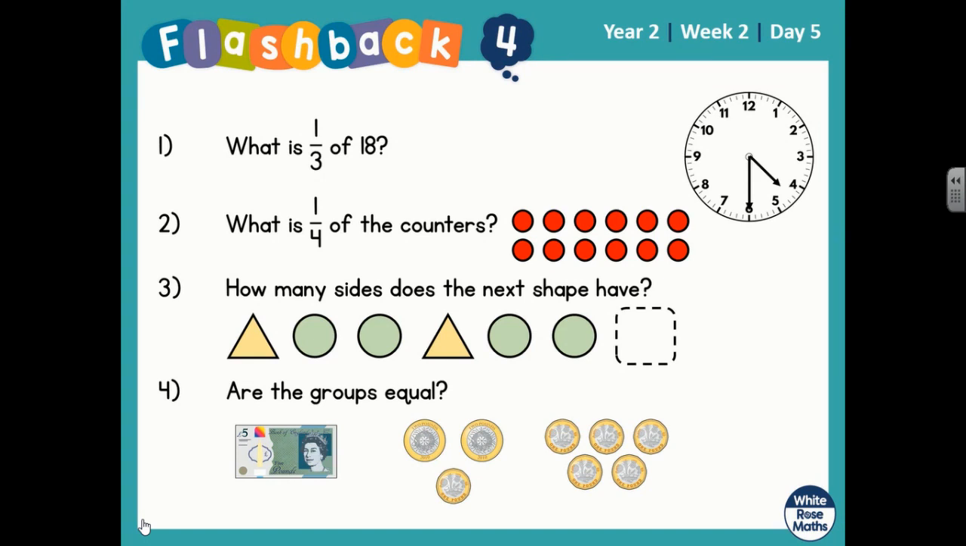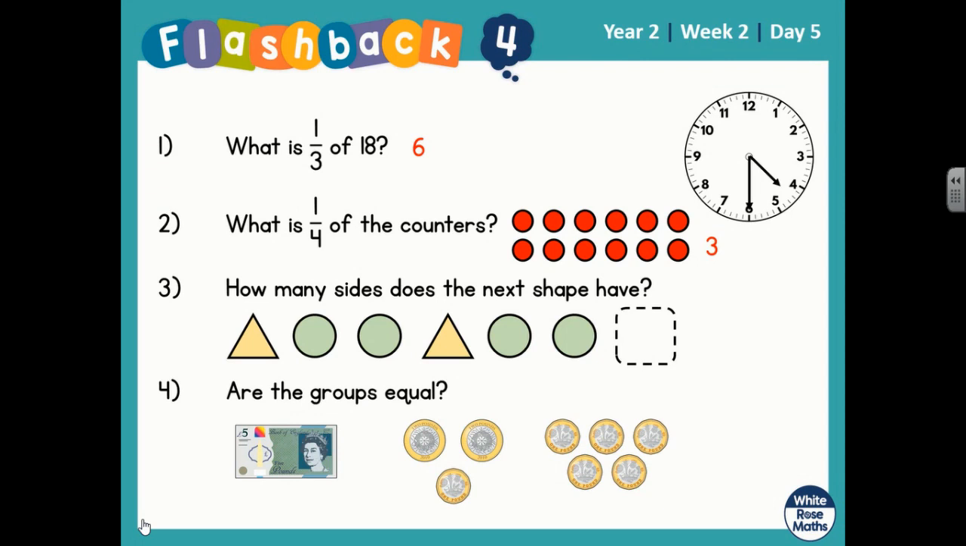How did you get on? 1/3 of 18 was 6. So a third of 18 buns is 6 buns. A third of 18 pennies is 6 pennies. What is 1/4 of the counters? Did you use counters for this, or did you use something else? Whatever you used, did you find the answer was 3? I wonder if you halved and halved again, or if you shared between 4, or if you made groups of 4.